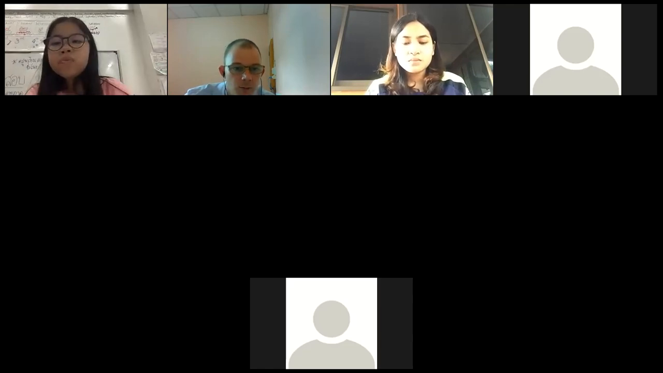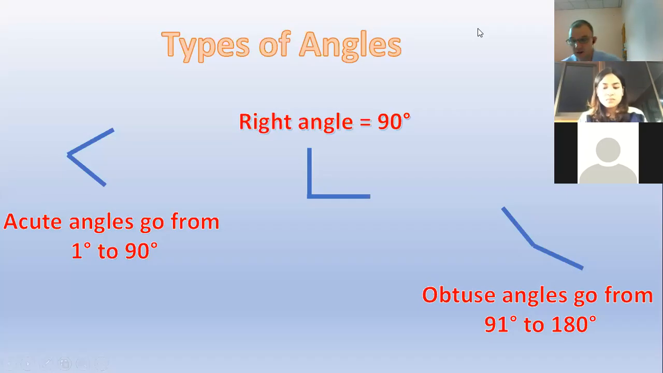Share screen, go back here. And then we had our types of angles. There are 3 different angles we look at. First, we have our acute. Acute meaning small, meaning it's adorable, it's cute. The angle is less than 90 degrees. So it's from 1 degree to 90 degrees. It's a small, acute angle.